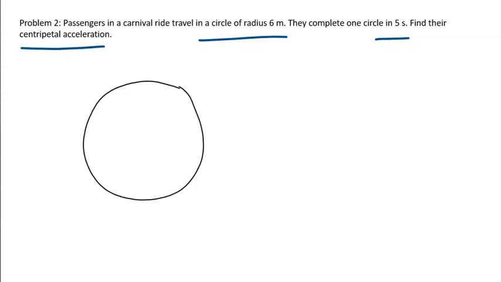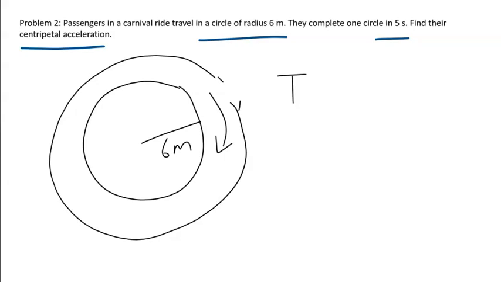Example 2. Passengers in a carnival ride travel in a circle of radius 6 meters. They complete one circle in 5 seconds. What is the centripetal acceleration? So let's assume this is the circle. The radius is 6 meters. Let's say they move like that, and the period, the time it takes to go one complete circle, is known to be 5 seconds.